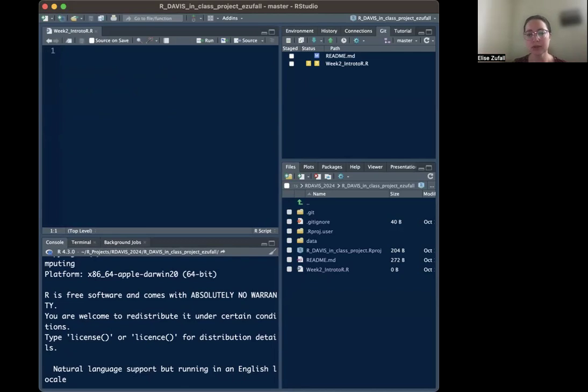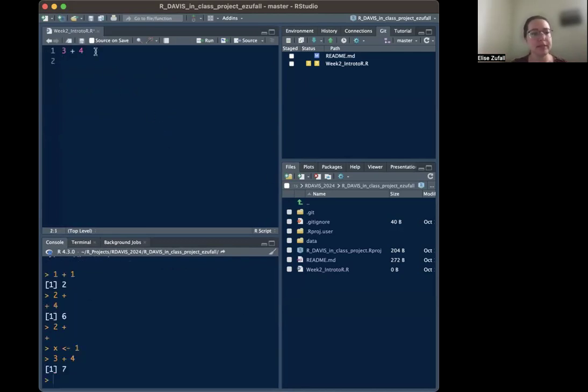So let's type in a simple operation like 3 plus 4. That's the simplest thing you can do in R. And then it shows up here in the console, both the code that we ran and also the output. And you hit Command Enter on a Mac or Control Enter on a PC to enter that line of code. And then Escape, like we talked about in the last video, cancels the line of code.